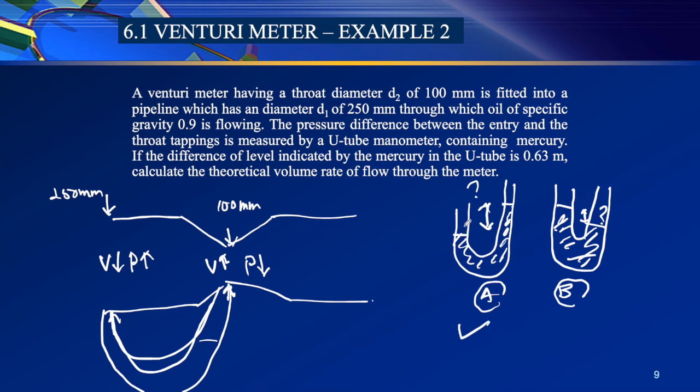Because here we have high pressure that pushes the manometric liquid down, and at this point there is a loss of pressure, lower pressure, therefore this liquid will go up, and the elevation is like this. Then substitute into this. You draw the same as this.